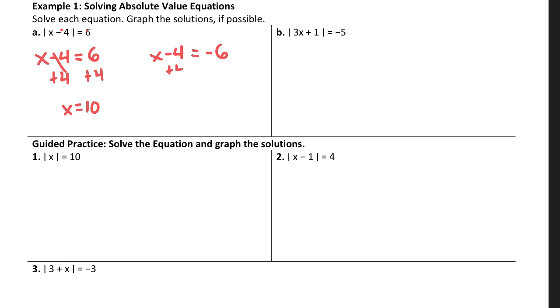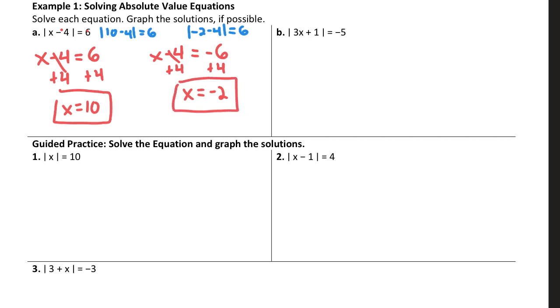I solve the other equation. I add 4 to both sides. X is negative 2. So those are our two solutions. And the reason these are both solutions is because 10 minus 4 is 6, and the absolute value of 6 is 6. Negative 2 minus 4 is negative 6, and the absolute value of negative 6 is 6. So for that one, we would set up two equations and get two solutions.